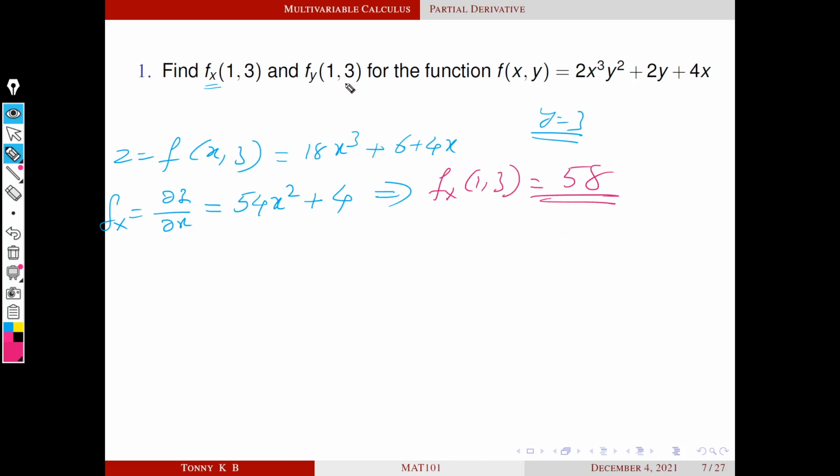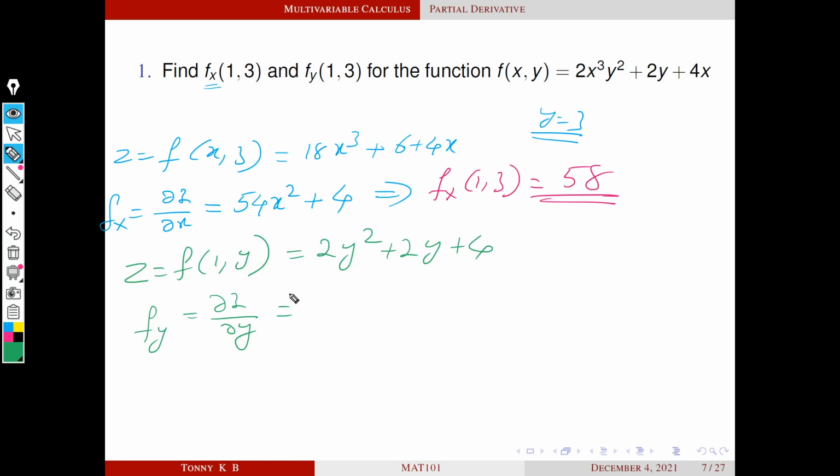Similarly, you can find fy(1,3). How? First we consider z equal to f(1,y), because we have to find the rate of change with respect to y alone at (1,3). So we keep x as constant, x equal to 1 at that point. So what is fy or ∂z/∂y? You simply differentiate this expression with respect to y. So this becomes 2 into 2y, that is 4y, plus 2, and the derivative of 4 is 0.